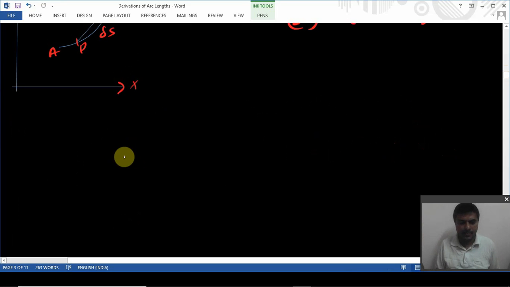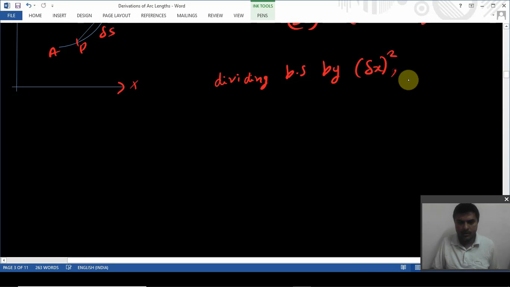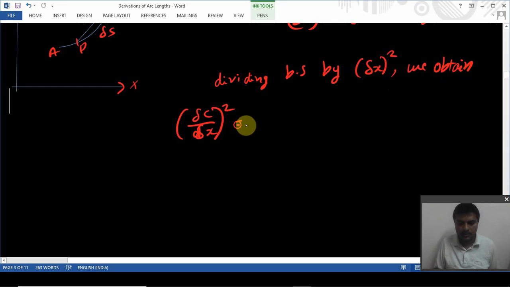So I will take this equation and just say divide both sides by delta x square. We obtain, if you divide by delta x the whole square, delta C divided by delta x the whole square is equal to 1 plus delta y divided by delta x the whole square. Am I right?